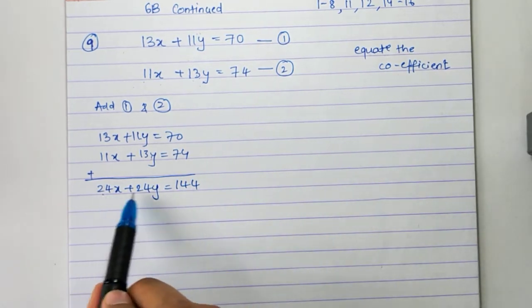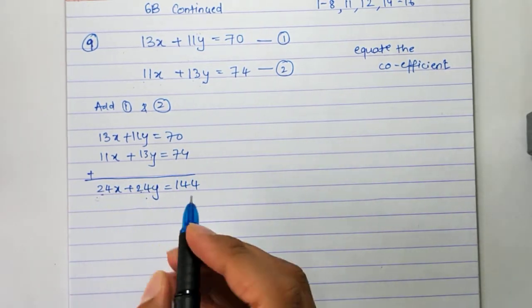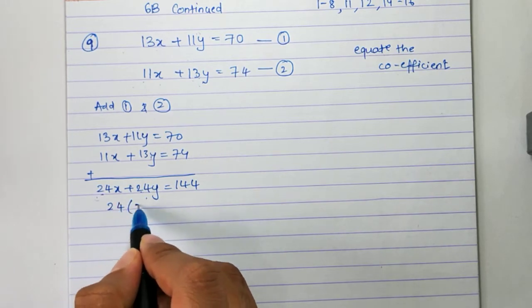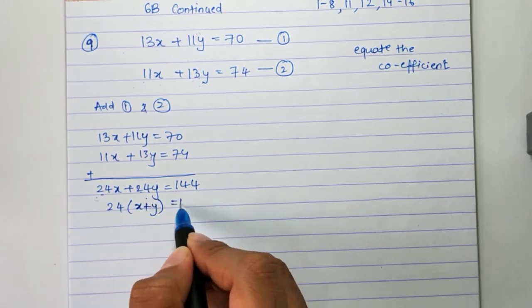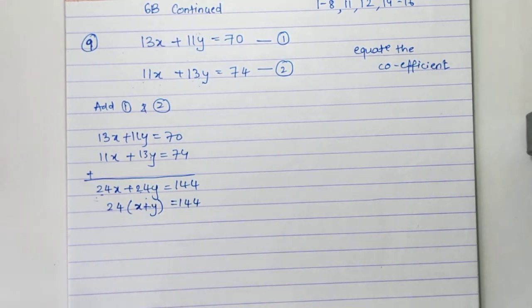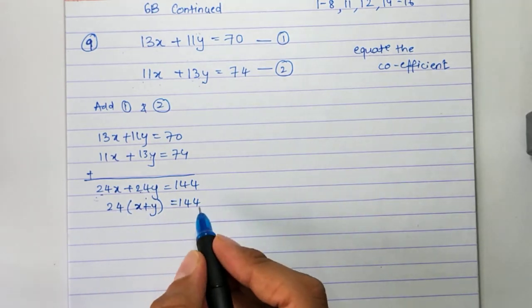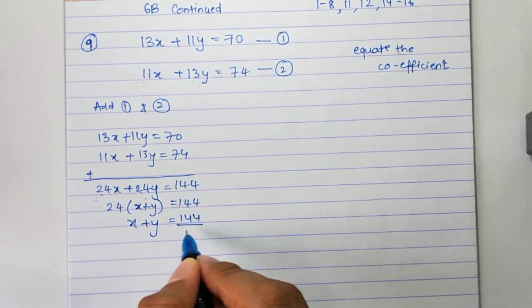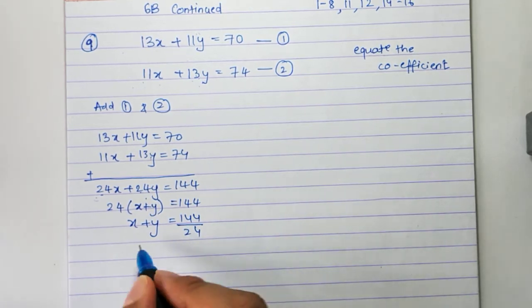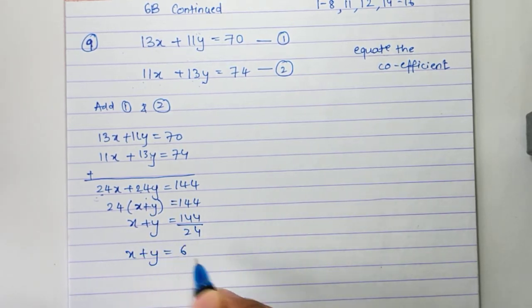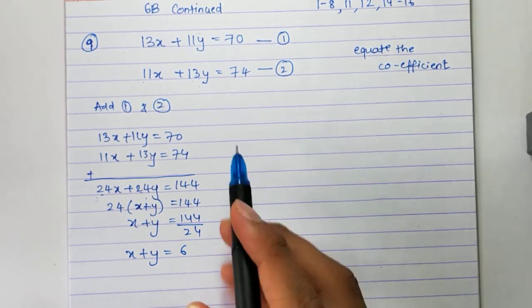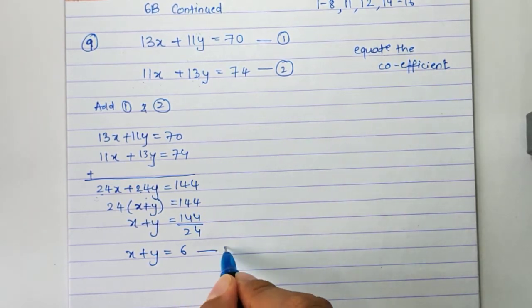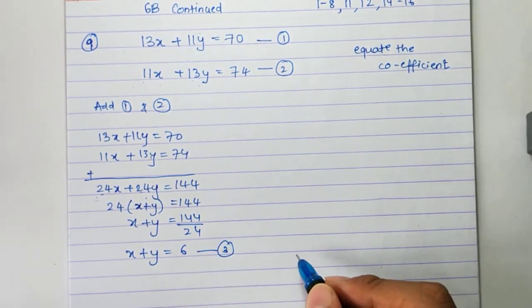Always you will have these two numbers the same. Then you take this number common. Take 24 common, so you will have 24 times x plus y equals 144. Once you have this, divide by 24, so x plus y will become 6. Let's name this equation 3.